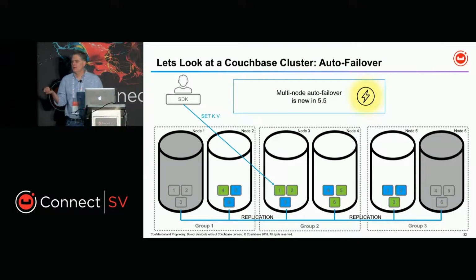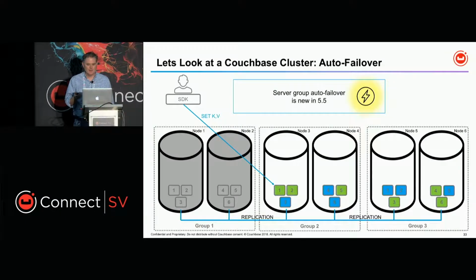Now, let's say later a second node fails. In this case, we've lost node 6, active partition 6, so we need to turn that on node 4, and you can see that's highlighted. Now we've got two nodes down, but the system is still able to function because this is a bucket with two replicas. Multi-node failover, as shown here, is also new and is available in 5.5.